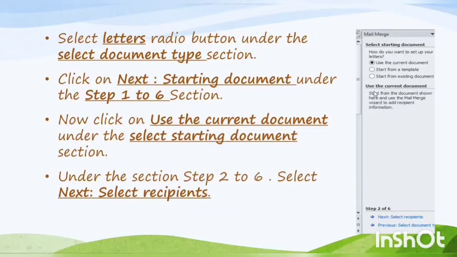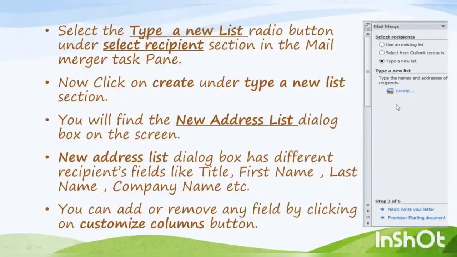Once you click on select recipients, the next thing that comes out is it will ask you whether you want to use an existing list, select from Outlook contacts, or type a new list. If you have already prepared a list which you want to merge with this Word document, you can use the Use an existing list option, this one. If you are going to type a new list, then you have to click on Type a new list, and then click on the Create option here, the next one, this one.